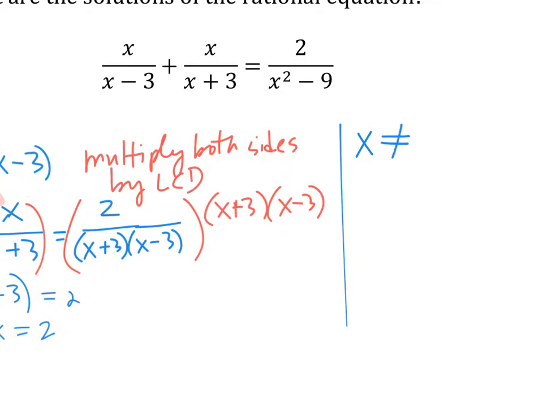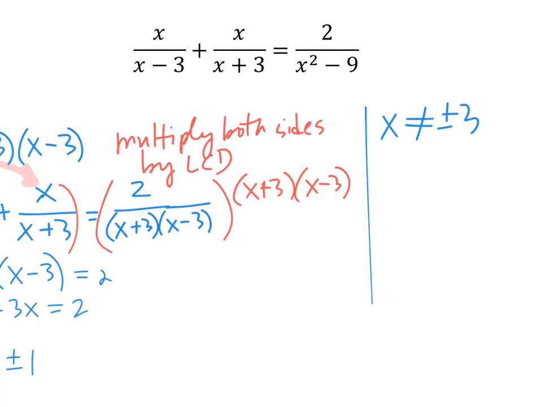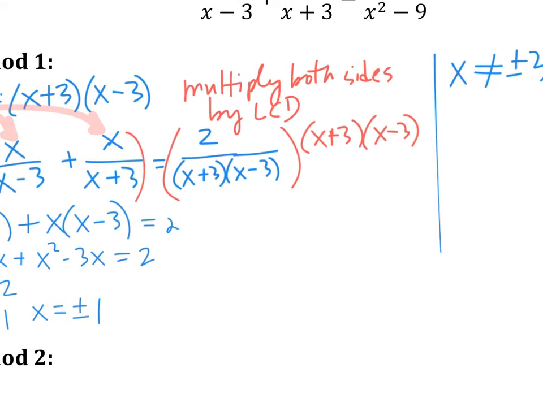So what does x not equal to? What's in the denominator that's going to cause a problem? Plus minus 3. So then basically what you want to do is once you find the answer, you want to go back and check. Is it plus or minus 3? No. So then that's it. If it is plus or minus 3, make sure you don't include it.